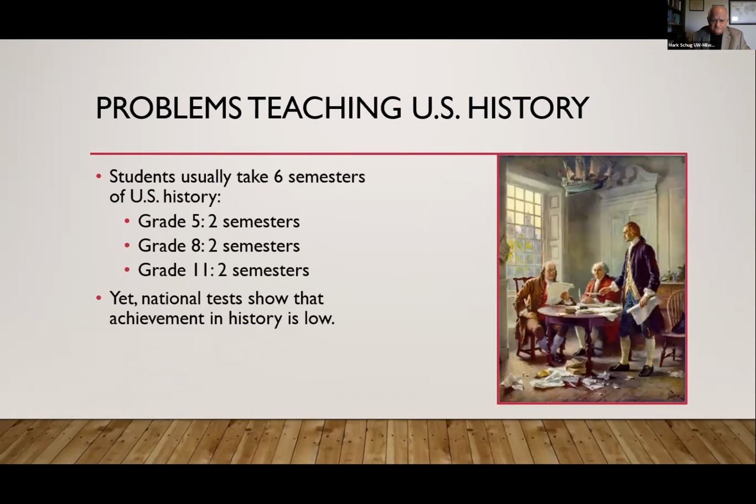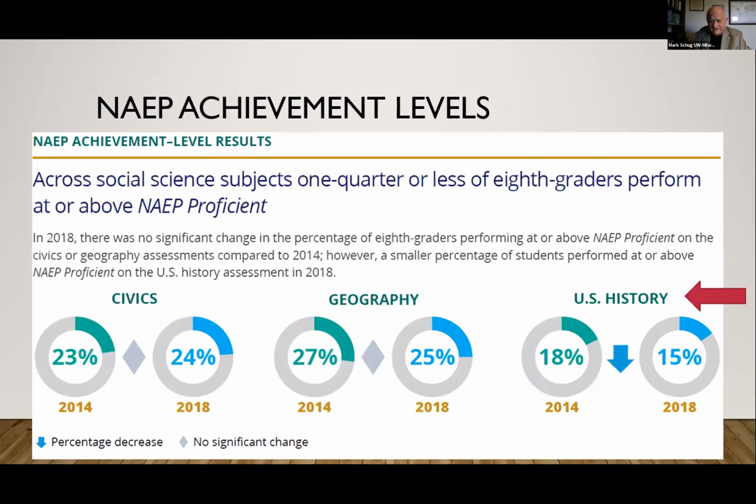So there is usually a fair amount of history. I've alluded to this. In a traditional school curriculum, there's 2 semesters of grade 5, 2 semesters of grade 8 and 2 semesters of grade 11. Now, some schools have moved the 8 and 11 closer together. I got that. But the national test data really is a little sad. We actually declined in the last US history assessment from 18% to 15%.